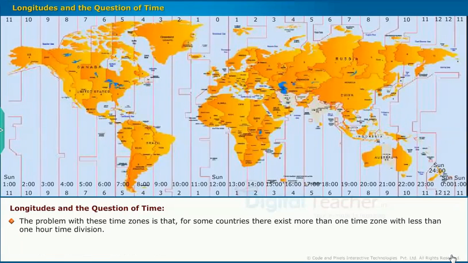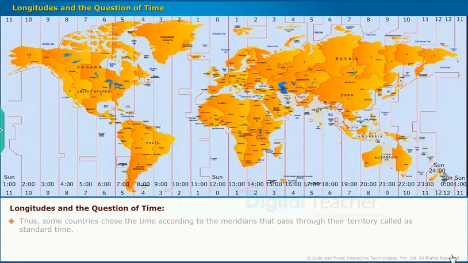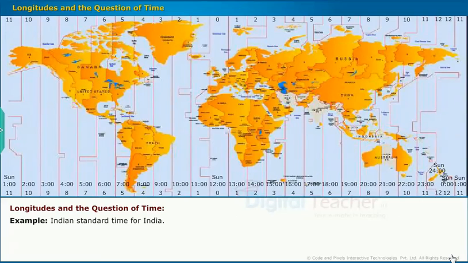The problem with these time zones is that for some countries there exist more than one time zone with less than 1 hour time division. For instance, take India, which would have two half-hour time zones because the time between the western and eastern parts of India differs by half an hour. This kind of constraint poses many complications for us. Thus, some countries choose the time according to the meridian that passes through their territory, called standard time. Standard time is the synchronization of clocks in different geographical locations within a time zone to a common time standard based on the meridian at the center of the time zone. Example, Indian Standard Time for India.